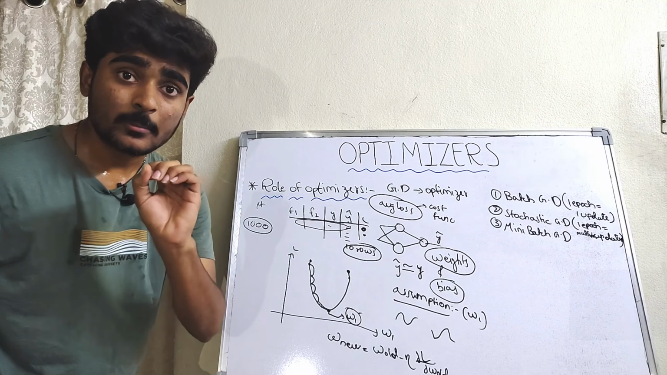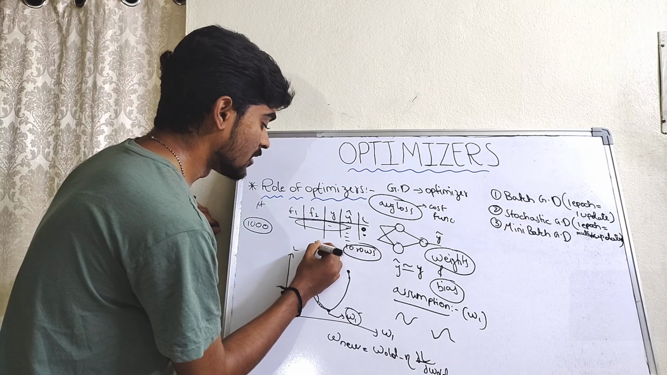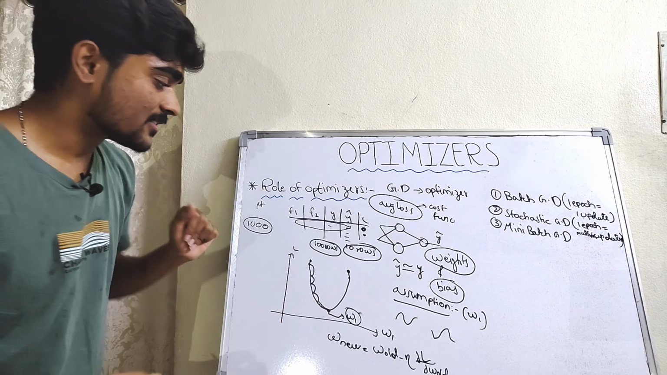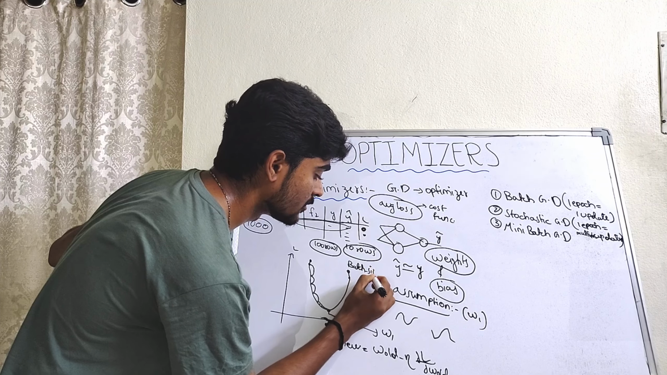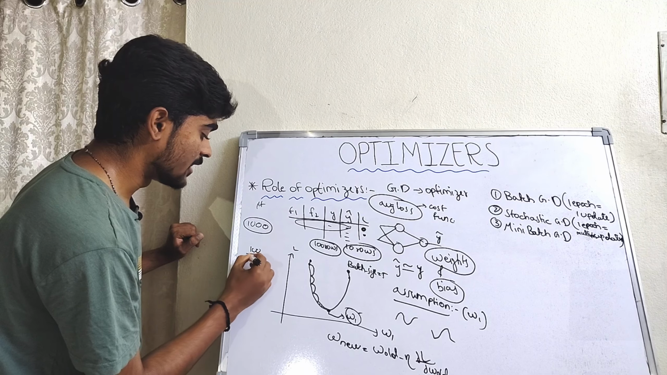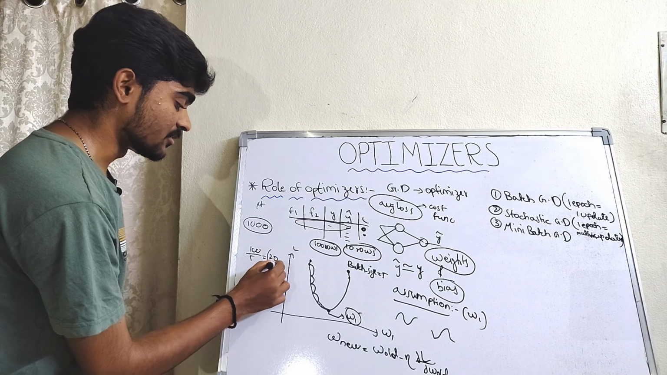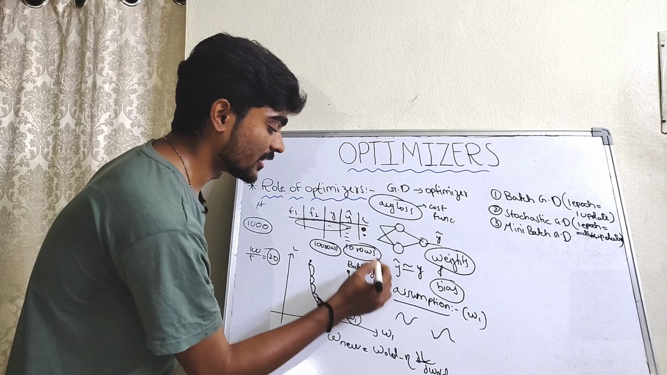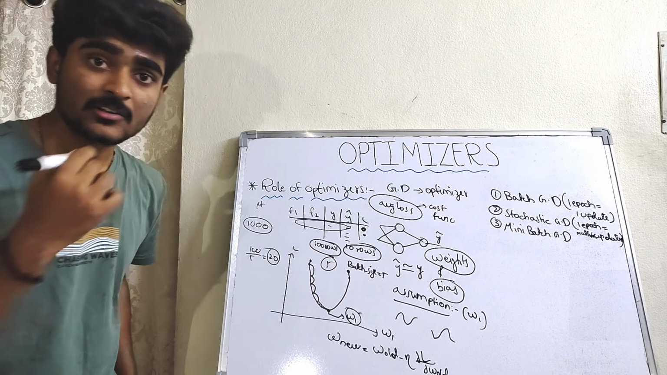Now let's discuss mini batch gradient descent. Let's say we have 100 rows of data, and the batch size is equal to 5. 100 divided by 5 is equal to 20, which means we'll be having 20 batches, each batch containing 5 rows of data.